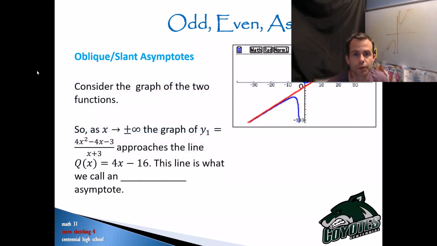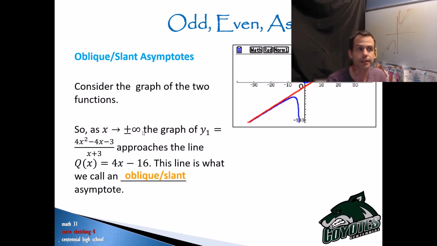Okay, so consider the graph of the two functions. My blue graph is my original y1, and my red graph is that q of x, okay? As x approaches positive or negative infinity, the graph of y1, that 4x squared minus 4x minus 3 over x plus 3, approaches the line 4x minus 16. So it's that line that we're going to call the oblique or the slant asymptote, okay?